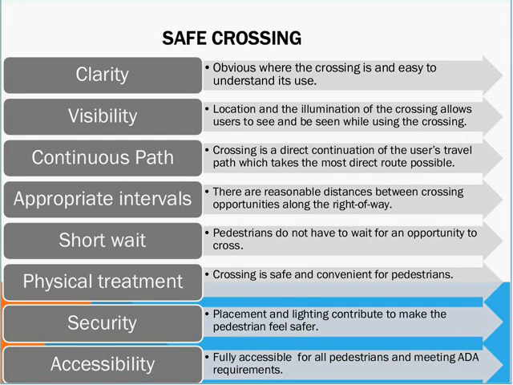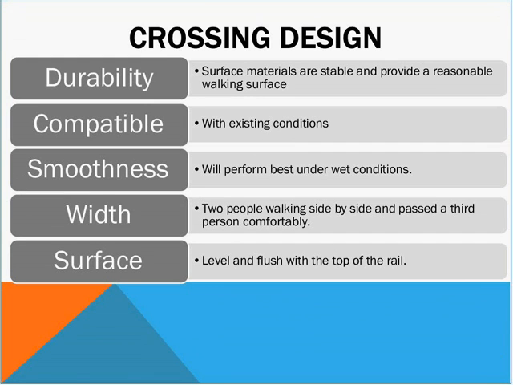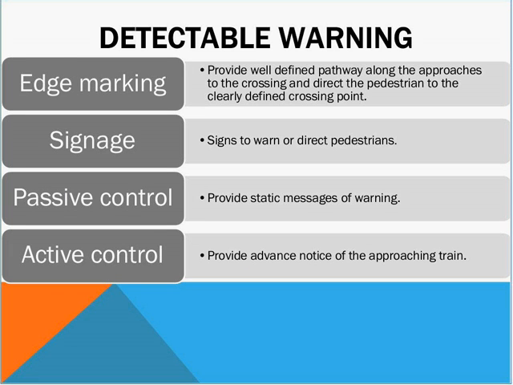The waiting distance or the waiting time should be of a short duration. The physical treatment should be a good one, and there should be security such as lighting, and the pedestrian should feel safe while making the crossing. And of course, it should meet the ADA guidelines. The design of the crossing should have durability, compatibility, should be smooth, and of a proper width so that people can walk side by side, and a third person could cross the crossway at the same time.